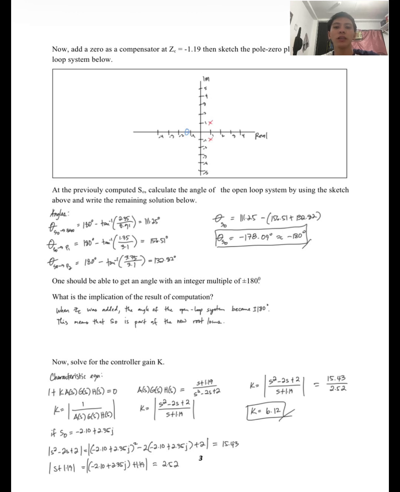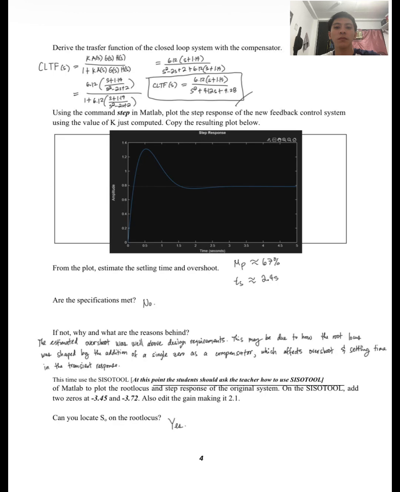After this, a compensator zero at ZC equals negative 1.19 was added to the system. Adding a compensator zero changes the root locus shape and helps move the closed loop poles to more desirable locations, improving the system response. Next, the compensated system was analyzed further using MATLAB.